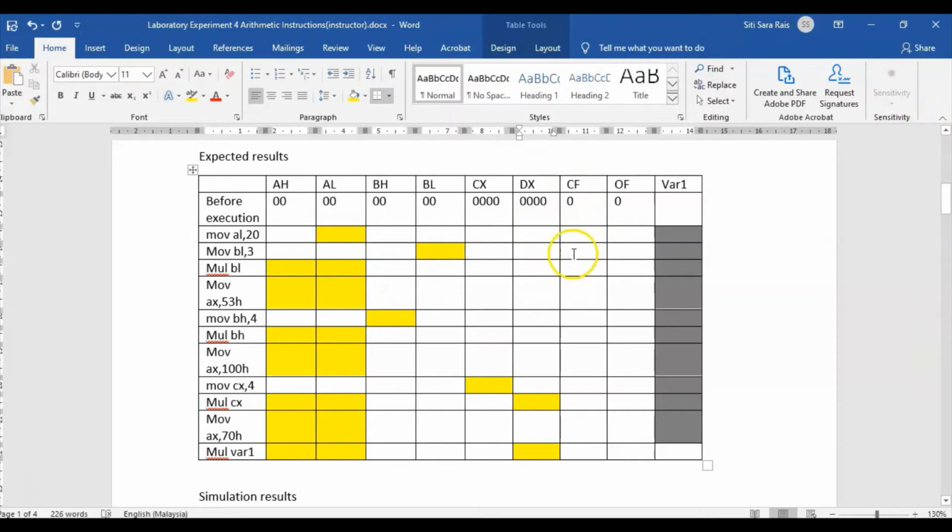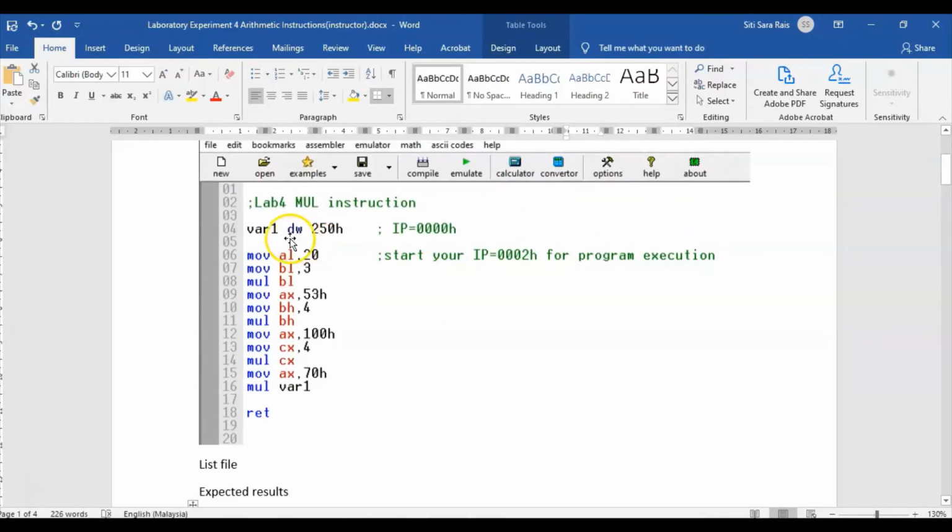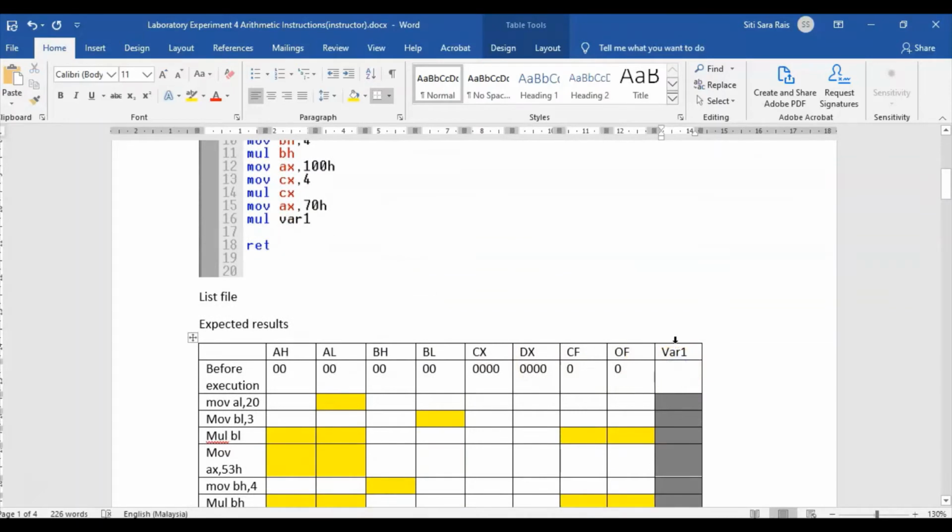Also the CF and overflow flag for the mul instruction will be changed depending on the result. So what is our var1? var1 is define word 250H, so I just put 250.